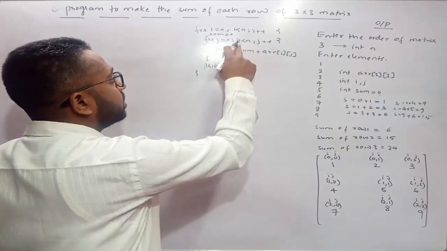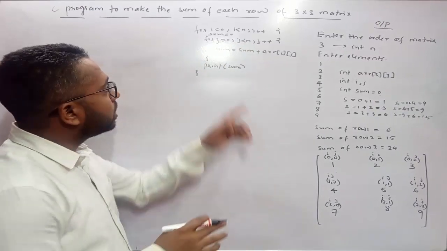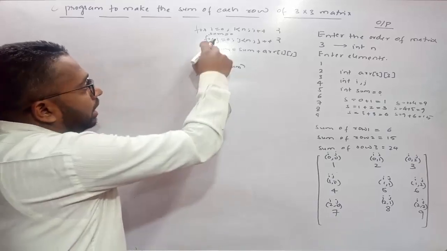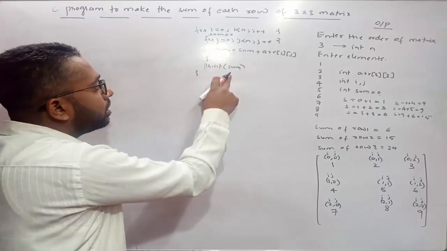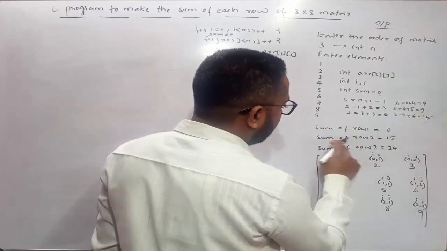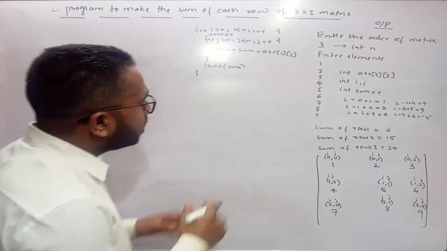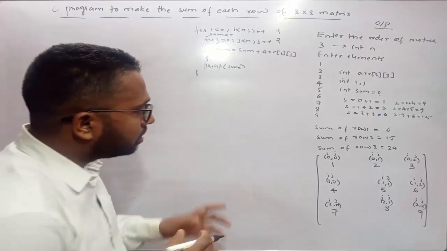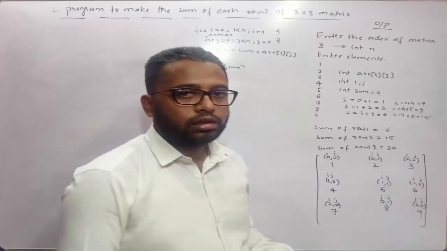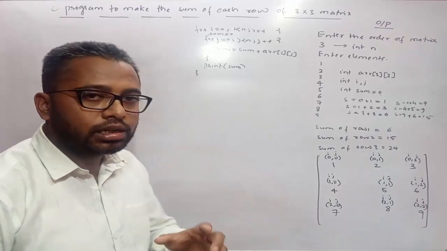Here the condition gets checked. 3 is less than 3? No. Condition becomes false. That's why control will come out from the for loop. But before coming out from the inner for loop, it will print the value of sum, which is 15. That's why you will get sum of row 2 is 15. Okay. So like this, the same process takes place for making the addition of each and every element of the third row, and you will get the output as 24. Okay, so I hope this logic gets clear to you.